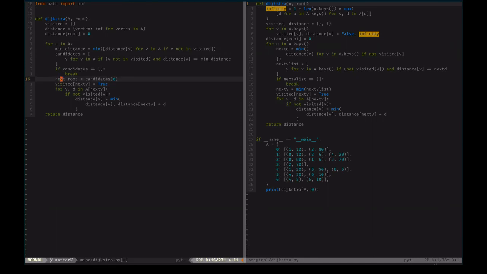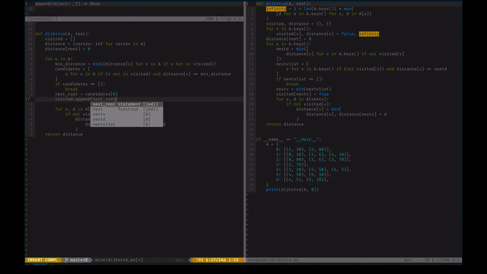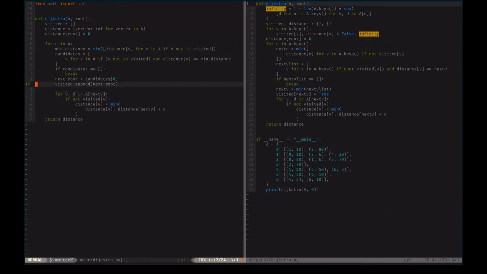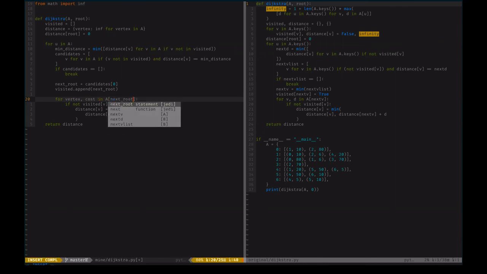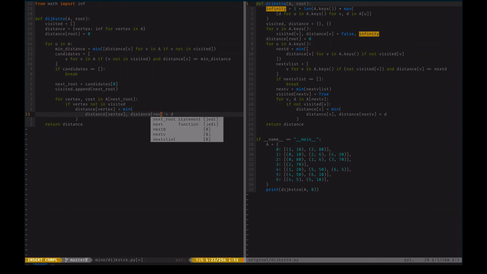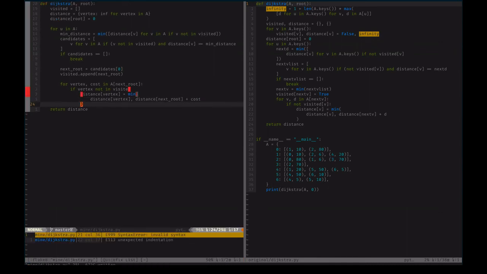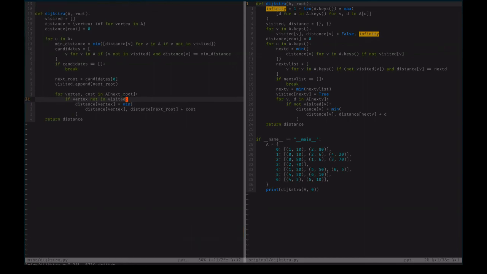And then what we're going to do is append. This essential line is marking the next root as visited. So what we're going to replace this with is visited dot append of next root. And then we are going to iterate over the matrix again, and then we say that for vertex and cost in A of next root, if vertex not in visited, then the distance to that vertex is the minimum of distance to that vertex and the distance to the next root plus the cost. And that's it. That's how we have finished this. There seemed to be some syntax error again. We forgot a colon just like last time, and there it is.